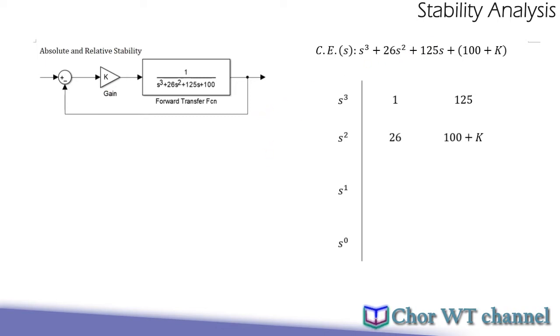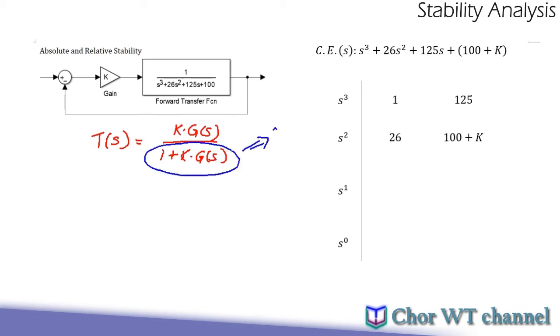First, we will need to find the characteristic equation, and to get it, we need to find our T(s). In this case, T(s) will be equal to K multiplied by G(s) divided by 1 plus K multiplied by G(s). If we set the denominator of the closed-loop transfer function equal to 0, we will get this characteristic equation.